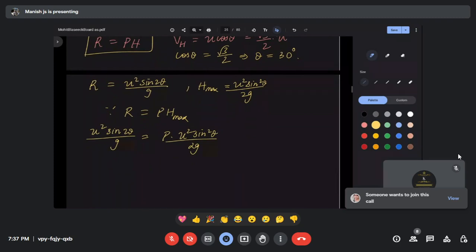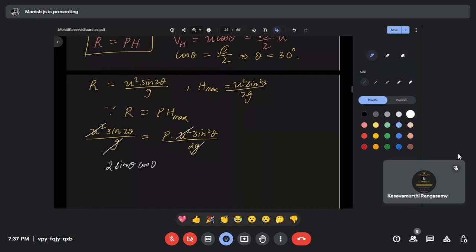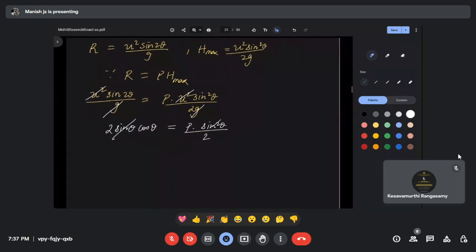Again, going for a simplification. What needs to be cancelled? G can be cancelled. U squared also can be cancelled. Finally, we are left with sine 2 theta, which I already taught you can be written as 2 sine theta times cos theta, equal to p times sine square theta upon 2. You have a 2 left there, do not forget that. Further you can simplify it. So you get 2 cos theta is equal to p sine theta upon 2.